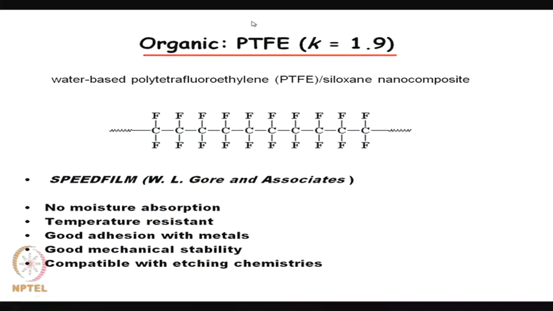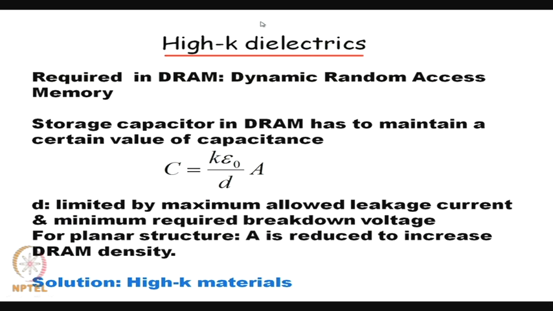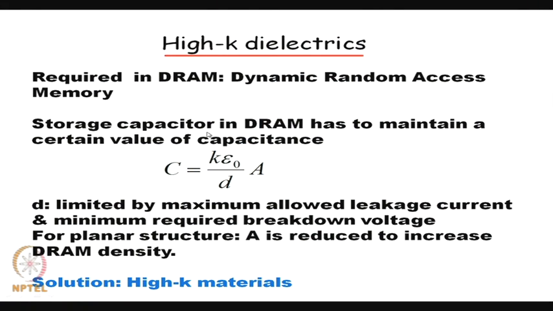Now, we talk about the high K dielectric. This high K dielectric is a very important material for dynamic random access memory. This dynamic random access memory is useful in case of the memory devices, and you can see that in DRAM the storage capacitor has to maintain a certain value of the capacitance.